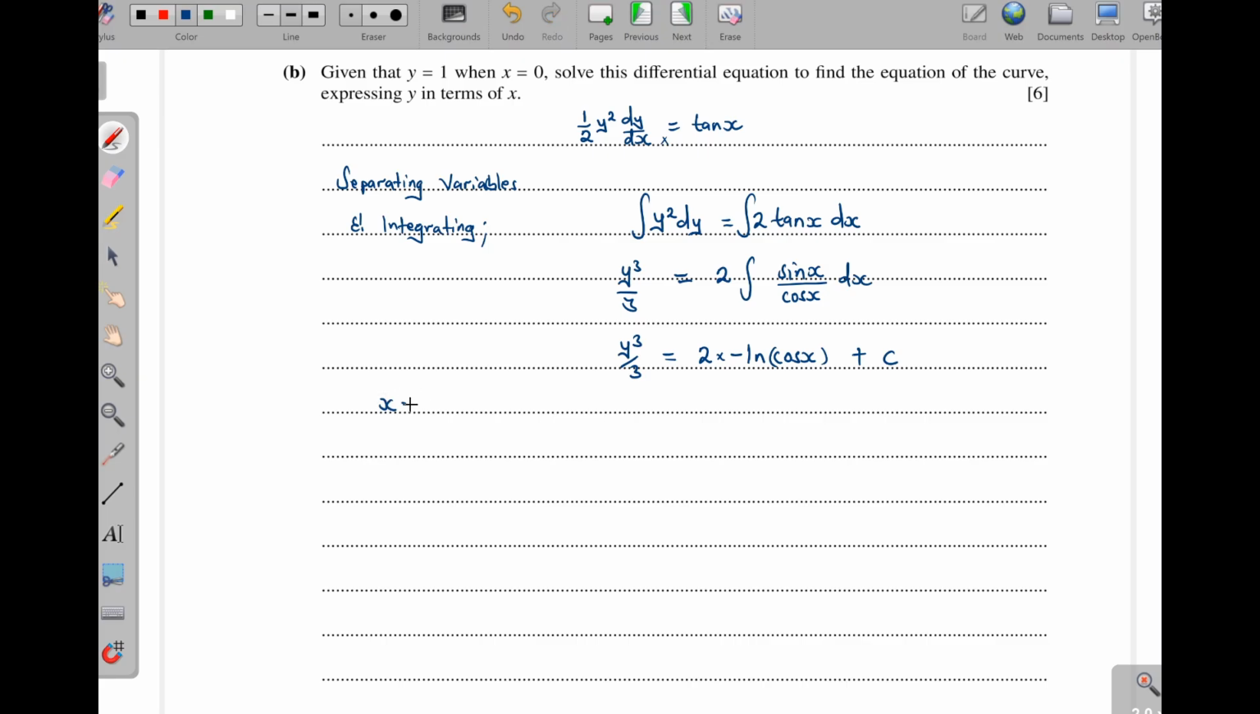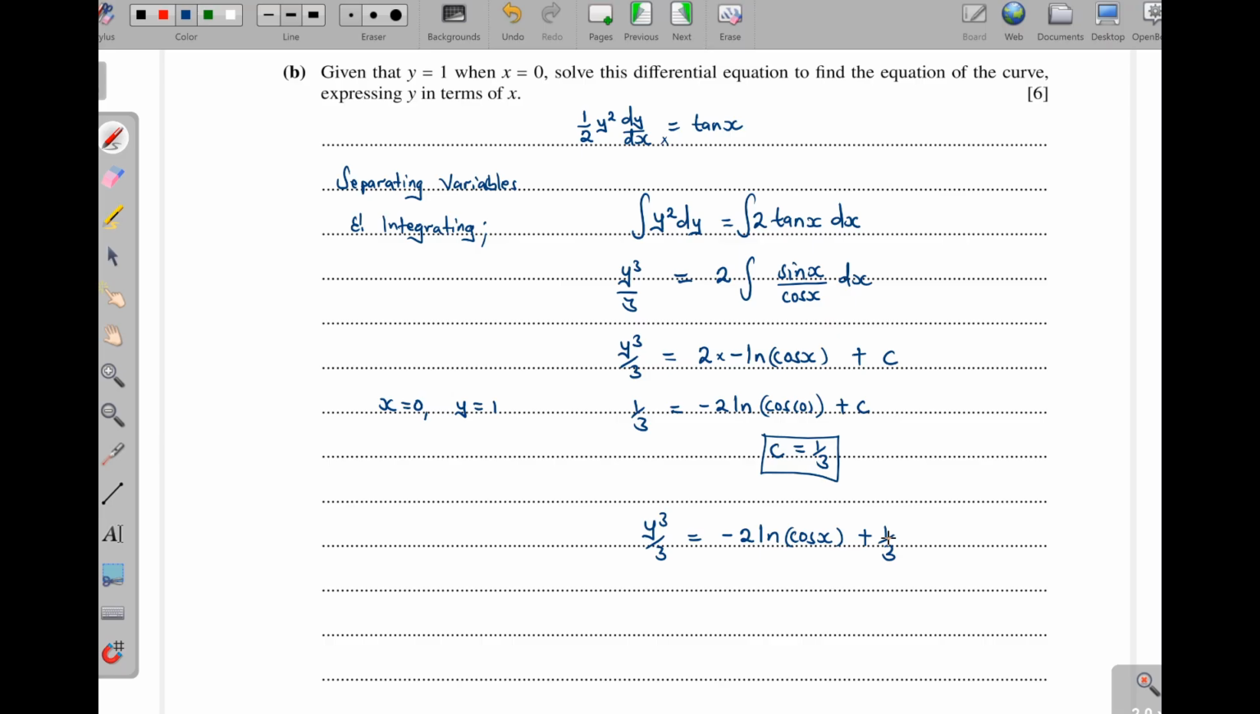So we have x is equal to 0, and then y is equal to 1. So substituting here, we shall get a third, which is equal to -2, then natural log of the cosine of 0. Cosine of 0 is 1. Now, natural log of 1 will be a 0. So, meaning our c is going to be a third. So, the particular solution is therefore going to be y cubed over 3, which is going to be equal to -2, then the natural log of the cosine of x here, then plus a third.